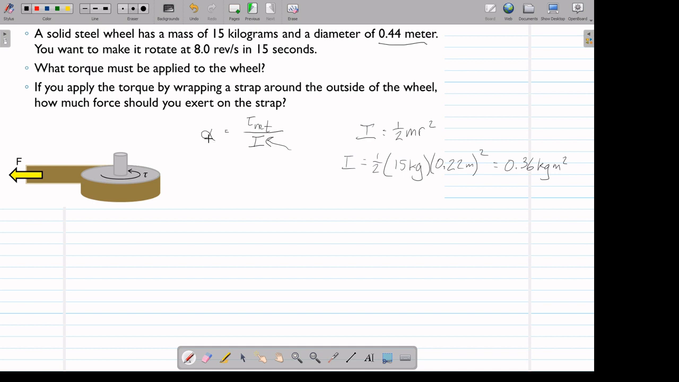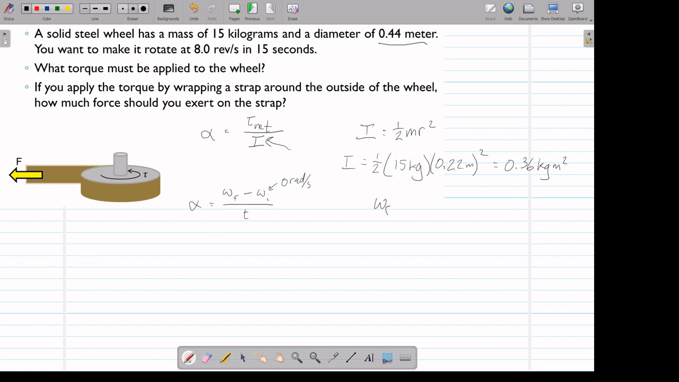Next, let's see if we can find the wheel's angular acceleration. The angular acceleration, if you remember from the review of lesson 5.1, is equal to the wheel's final angular velocity minus its initial angular velocity, all divided by the time that it took to spin up. The initial angular velocity, since the wheel is assumedly starting from rest, is 0 radians per second. So we just need to figure out the final angular velocity. We're told that it's going to spin up to 8 revolutions per second, so we want to change that to radians per second.